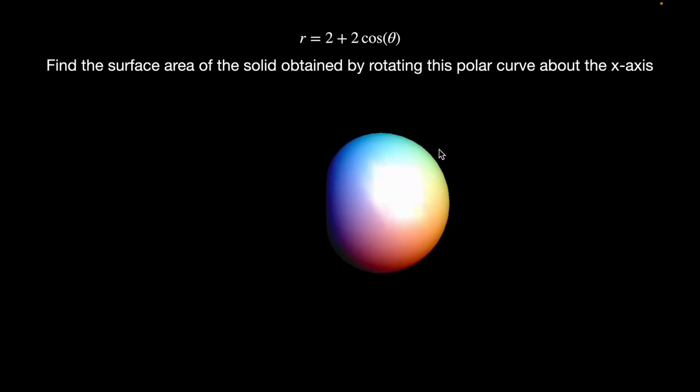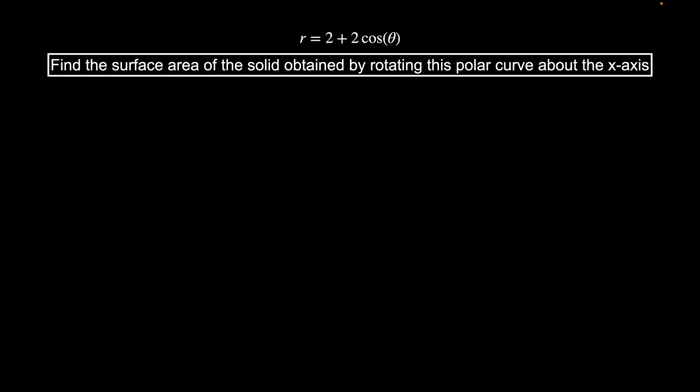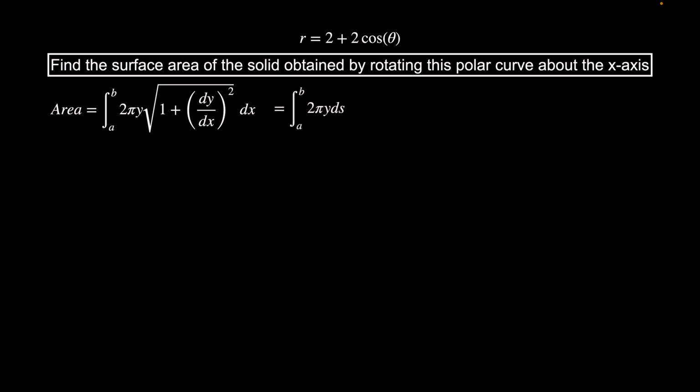And to do that, we're going to use the classical surface area formula. Area equals the integral from a to b of 2 pi y times the square root of 1 plus (dy/dx) squared times dx. In the book, sometimes it's written as 2 pi y ds. That square root term times dx is often called ds, the differential arc length, which can be written as the square root of dx squared plus dy squared.